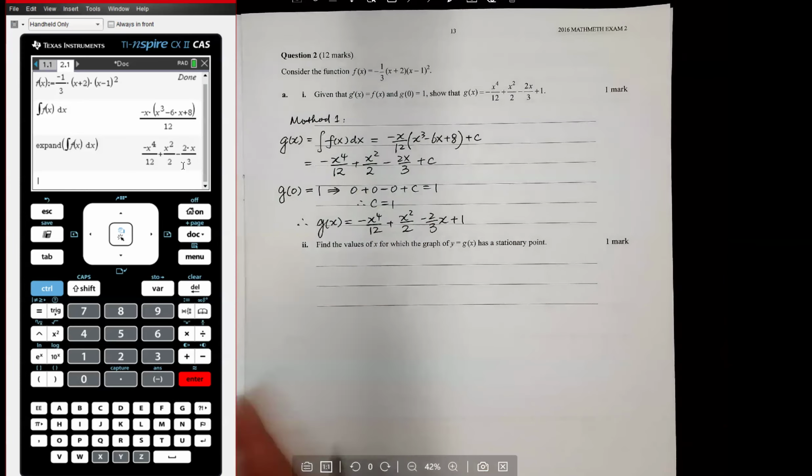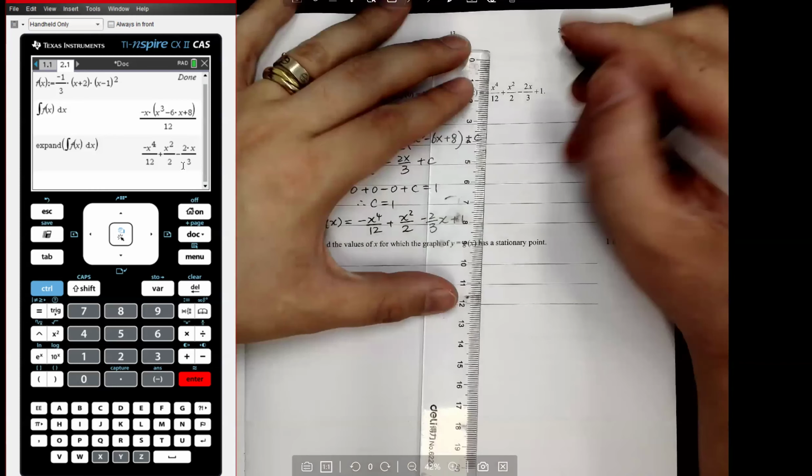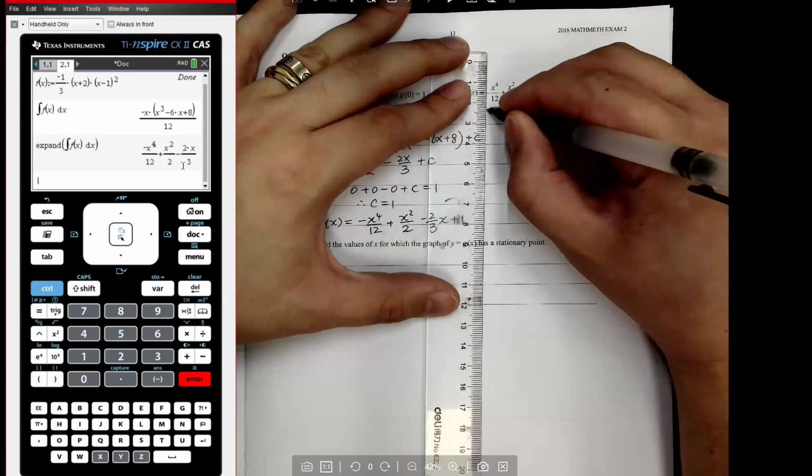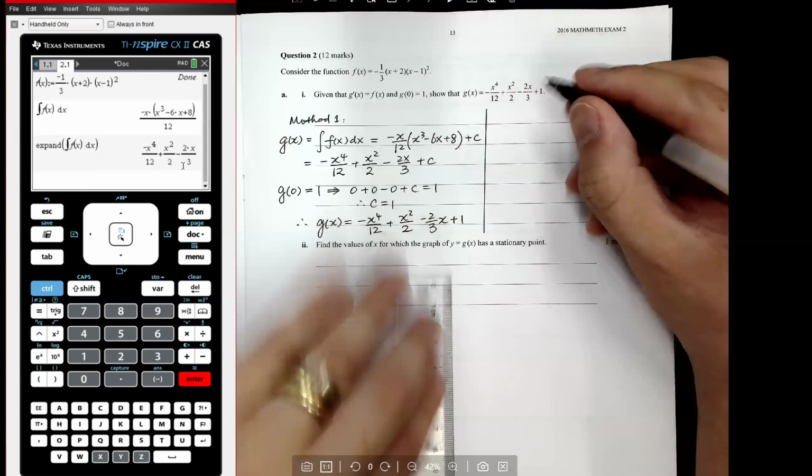Of course, this is just one possible approach. The other possible approach is you could use some advanced technique, but just be very careful. This is a show that question. So put a method 2 here.